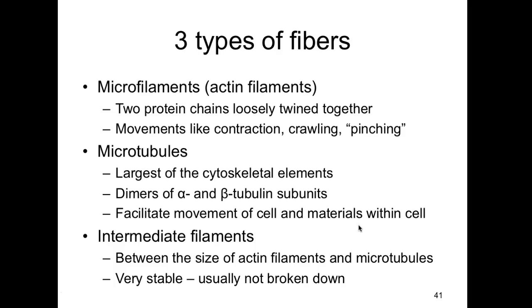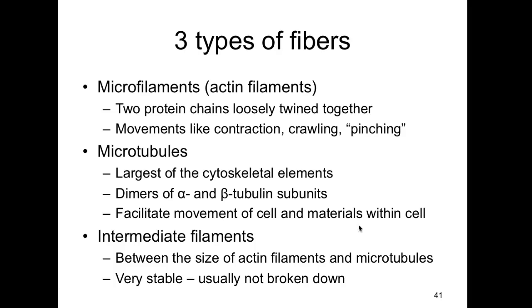Microfilaments are two protein chains loosely twined together. Movements like contraction, crawling, or pinching are going to be helped by them. You also have microtubules. These are the largest of the cytoskeletal elements. They contain dimers of alpha and beta tubulin subunits. Microtubules are going to facilitate the movement of the cell and materials within the cell. So when we think of it serving as that monorail system, it is going to be those microtubules that serve in that manner.